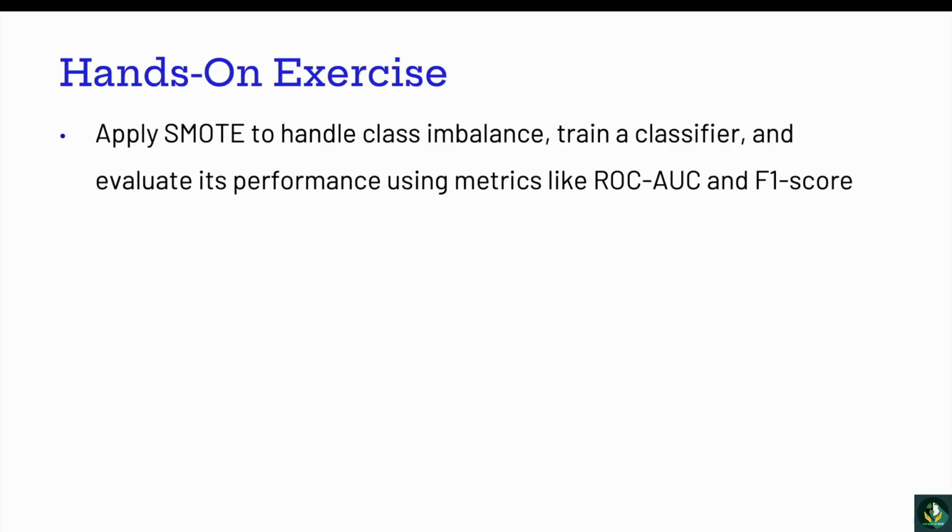Now let's jump into a hands-on exercise. We will apply SMOTE to handle class imbalance, train a classifier, and evaluate its performance using metrics like ROC-AUC and F1 score. For the dataset, we'll use the credit card fraud detection dataset, which is highly imbalanced, containing transactions classified as fraudulent, which are the minority class, or non-fraudulent, which is the majority class. This dataset is available from Google APIs.